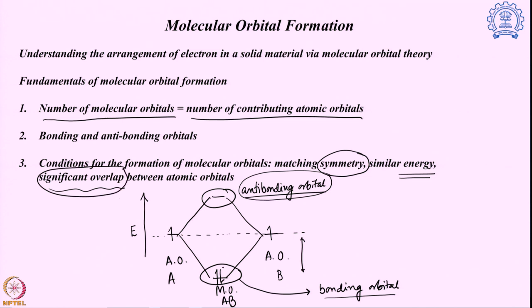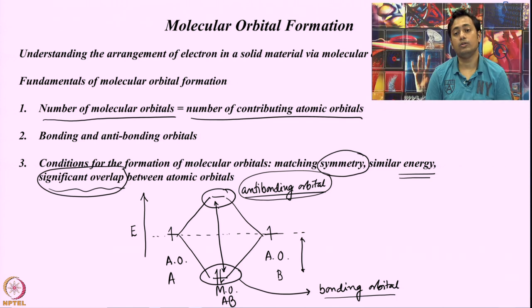And the more the overlap, the more the stability of the bonding, and the more the destabilization of the antibonding orbital. So this difference between the bonding and antibonding orbital energy is dependent on the overlap, and also on the symmetry and the energy difference between the two atomic orbitals. So that is the basic of the molecular orbital theory.